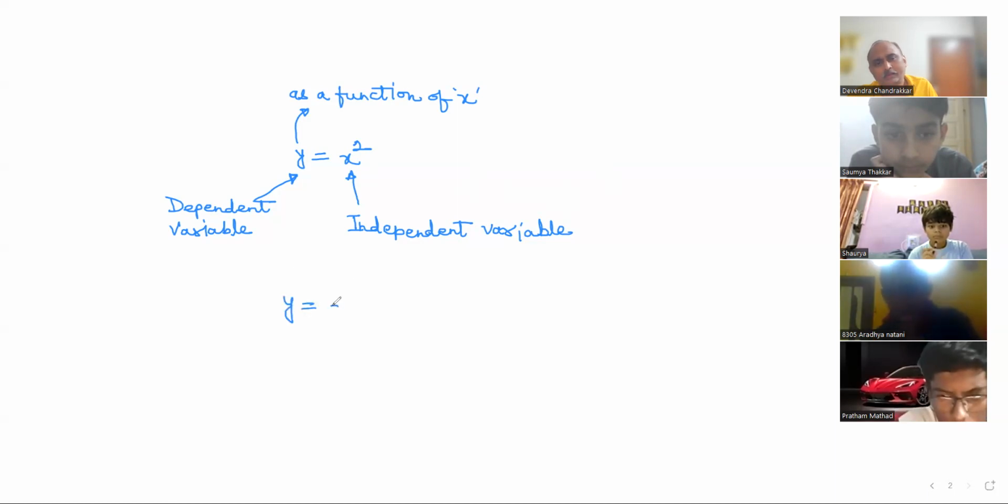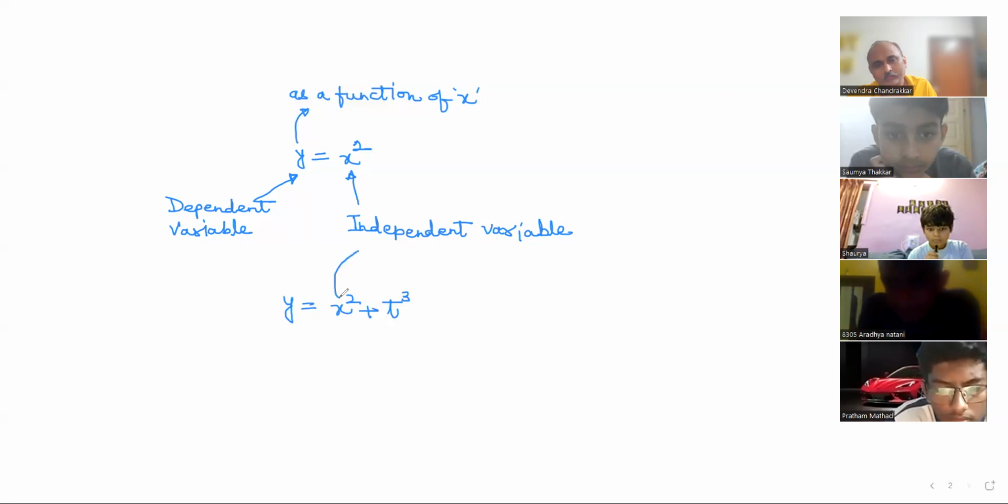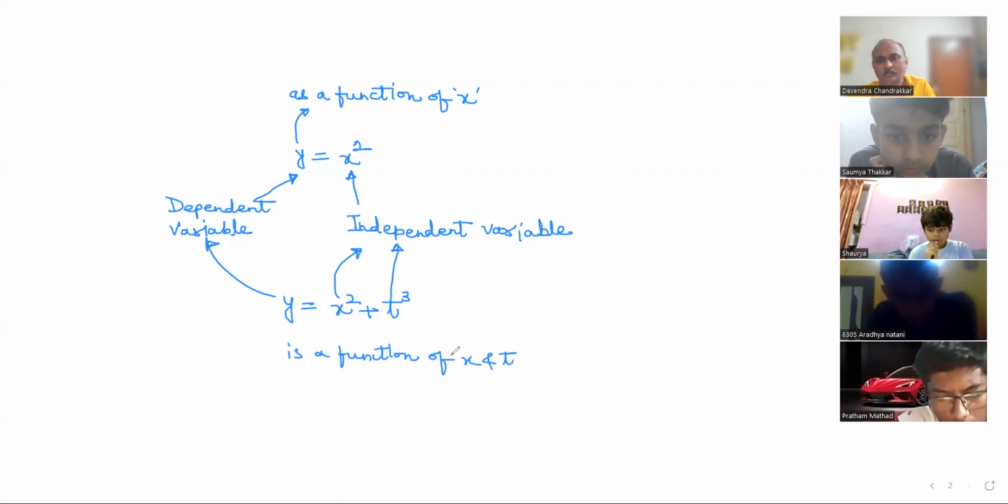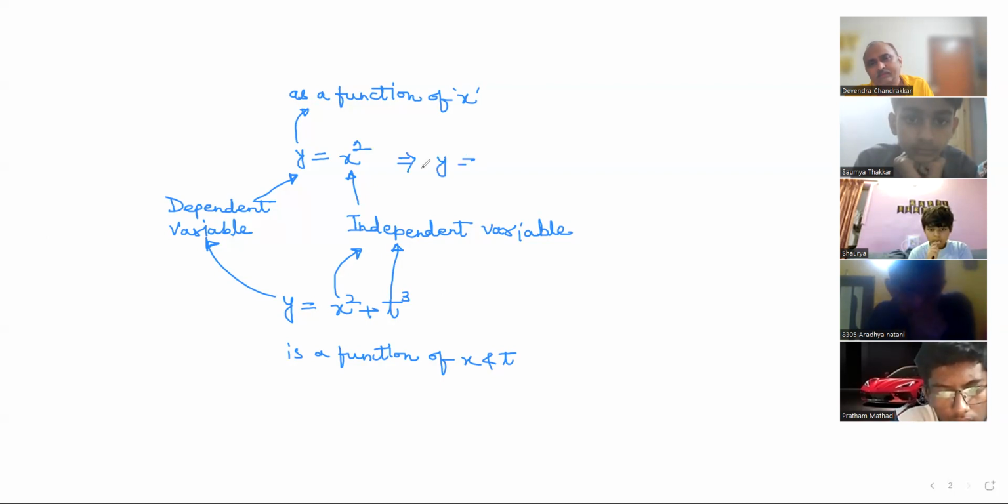Suppose y is now dependent on, say, x square and t cube. So these are two independent variables now, but y again remains a dependent variable. So y is a function of x and t. How do we write it? We indicate y as a function of x as y equals f(x).